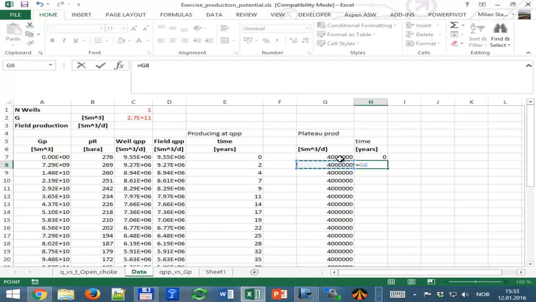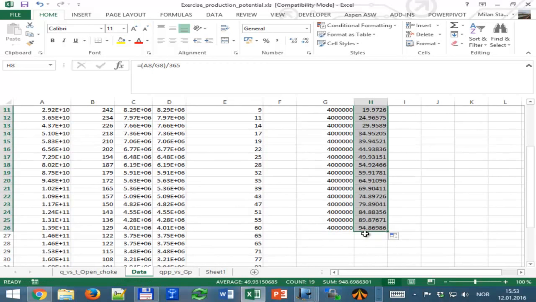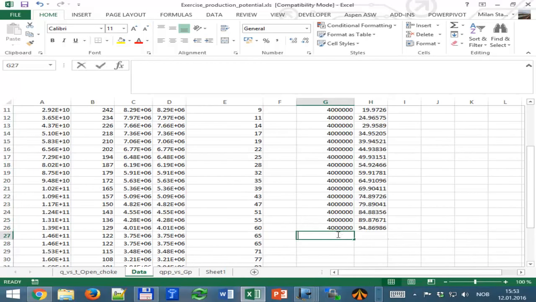Well, we can use also the trapezoidal rule, right? Or not? Well, we can just put it simply. We say this is the cumulative production divided by this rate and divided by 365, right? Okay, that will be in 4 years, 5, 6, up to here. Okay, 94, 95 years.